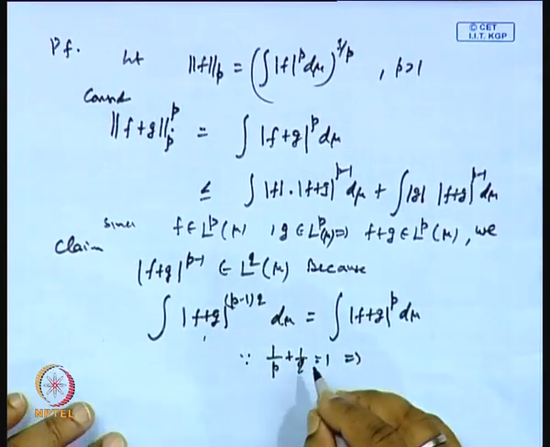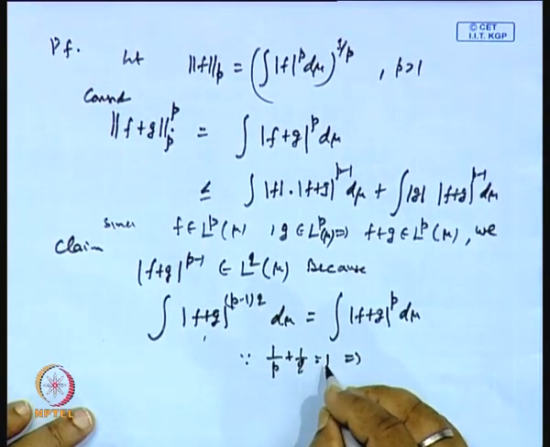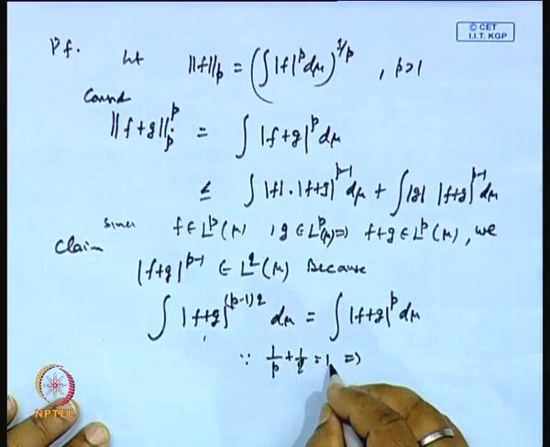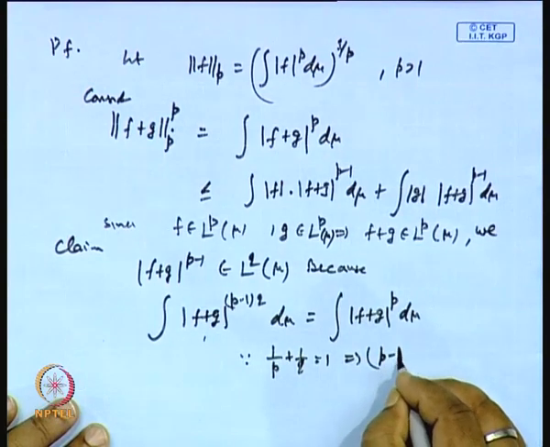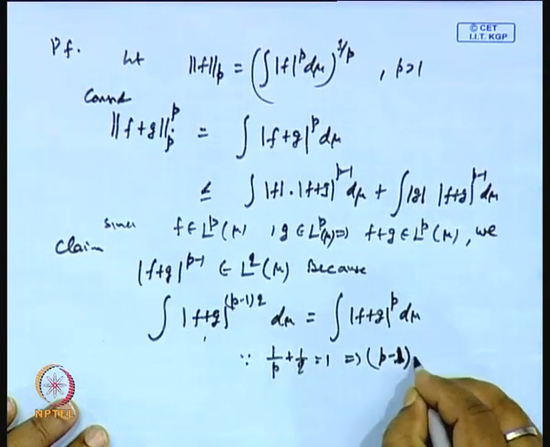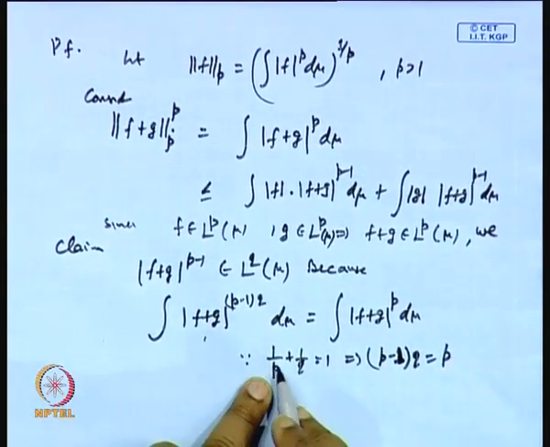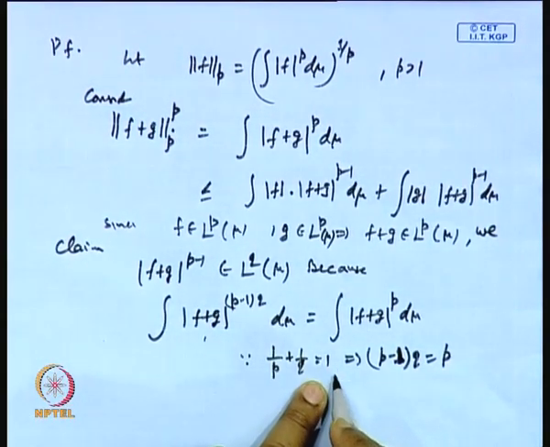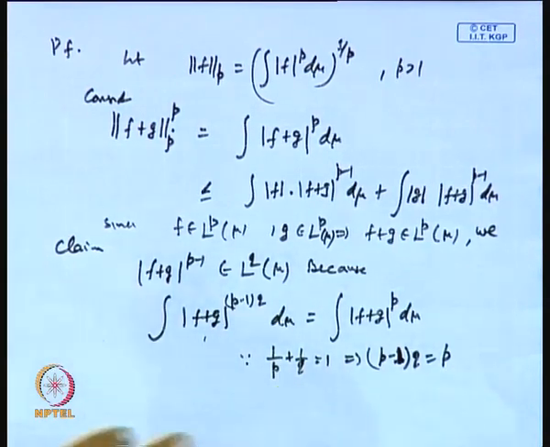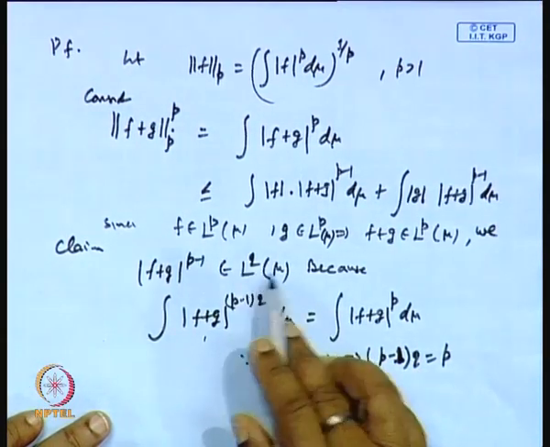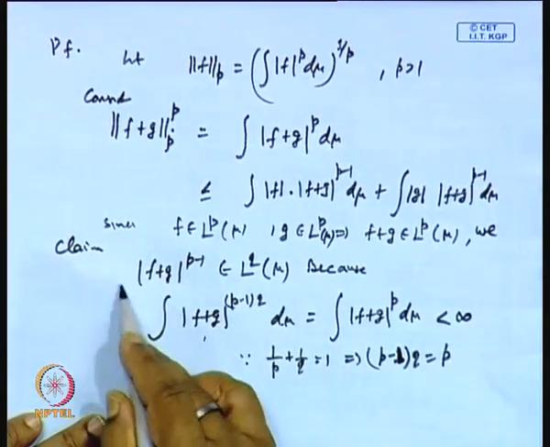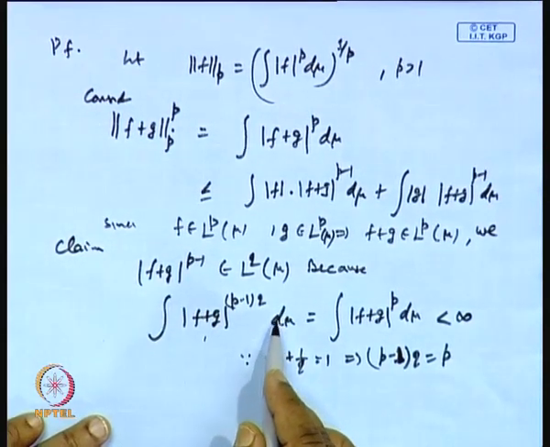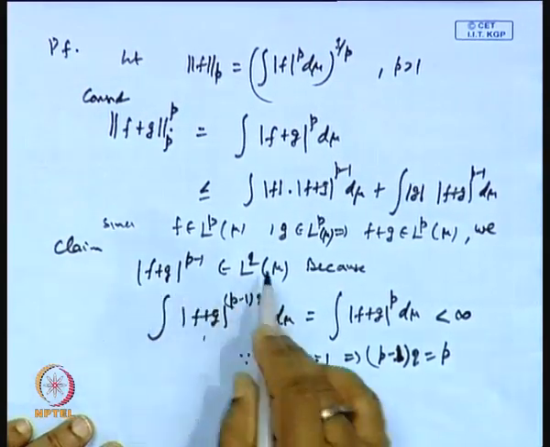So, from here we can say p minus 1 into q is p. You can just transfer here 1 by p. So, p minus 1 by p is 1 by q, q multiplied. So, this entire thing can be replaced by p. Now, f and g both are in L p, so f plus g is in L p. So, this is finite. Therefore, this integral, whose qth power is integrable, is finite. So, it belongs to L q. So, this element belongs to this.